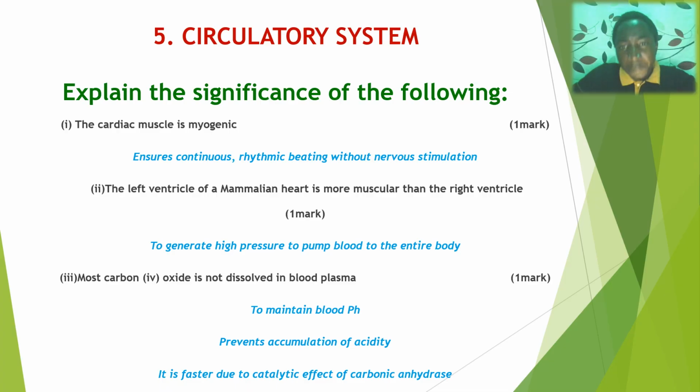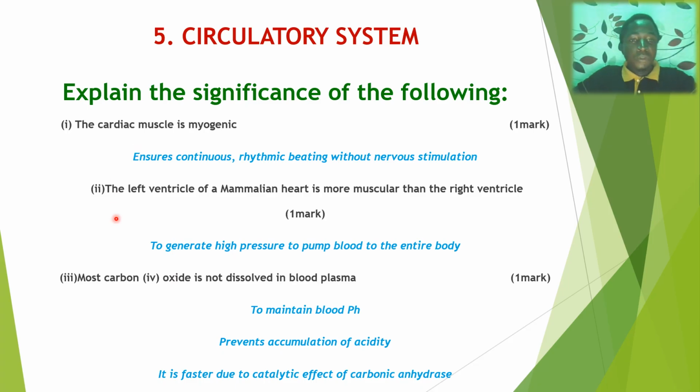Now, in Form 4, when we shall be doing support and movement, you'll realize that we have some muscles which require the permission of the brain to perform their role. But we also have other muscles which do not require the permission of the brain to do so. These muscles are known as myogenic. And a good example of that muscle is the what? The cardiac muscle. Remember, cardiac muscles are the muscles found where? In the heart.